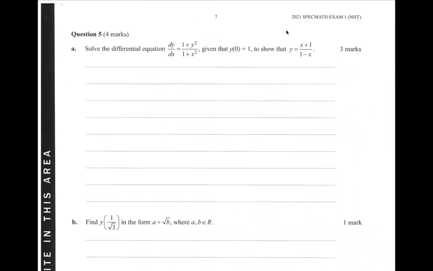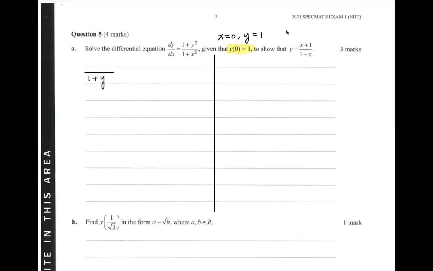Solve the differential equation dy/dx equals (1 plus y squared) over (1 plus x squared), given that y equals 1 when x equals 0, to show that y equals (x plus 1) over (1 minus x). Normally in these sort of questions, I would just rule up the page to properly use all possible spaces in the paper. So let's do a separation of variables.